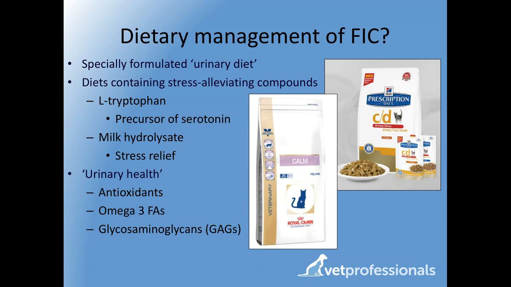There are more recently diets available, again on a therapeutic front, that incorporate stress alleviating compounds, things like L-tryptophan and the milk hydrolysate alpha-casozepine. So diets like the Hills CD urinary stress and the Royal Canin calm diets. And there is some data to support the fact that these diets reduce anxiety and stress in cats. A small case series from Hills, again with their stress diet, showed improvements in stress-related behaviours and idiopathic cystitis signs. So these sorts of diets, I think, do have a role in these cats with idiopathic cystitis, as well as having the typical modifications for urinary health as outlined here.